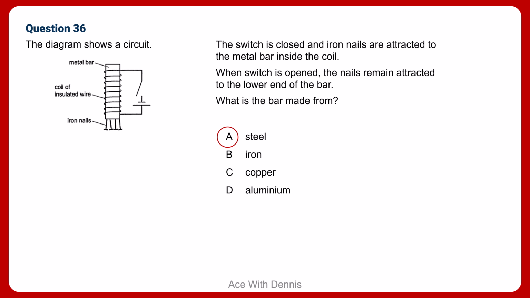The answer is A. Steel. As described by the question, when the switch is opened, the nails remain attracted to the lower end of the bar. So this means that the magnetic field is retained even after the coil is disconnected from the battery. Hence, this can only be done if the metal bar is made from hard magnetic material. Therefore, the answer is A, steel, because steel is a hard magnetic material.